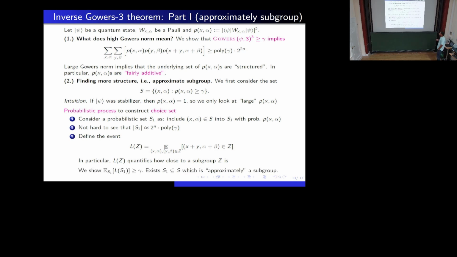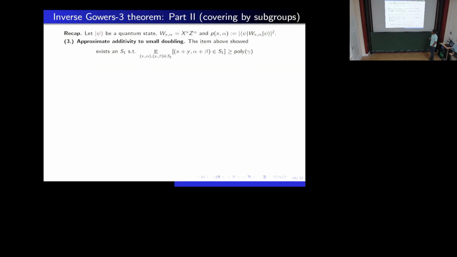And the main technical lemma that we show is that if we probabilistically pick S1 this way, then the expected value of L of S1 is greater than gamma. In particular, that implies that S1 is approximately a subgroup. So that's all I've done in this slide. All I've said is, okay, I had this interesting set S of high weight Fourier coefficients or high weight Pauli expectation values. There exists an S1 inside there, which is approximately a group.